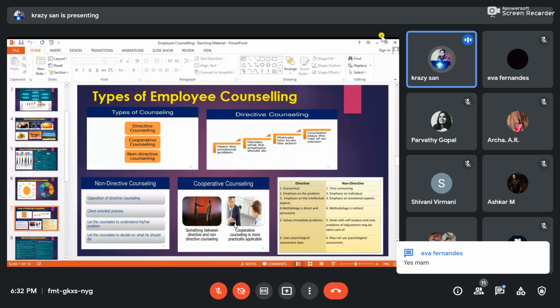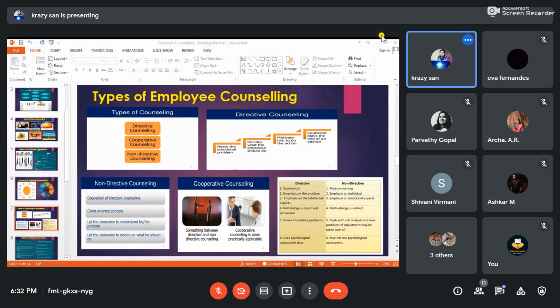Now, types of employee counseling. When it comes to employee counseling, that is workplace counseling, there are three types: directive counseling, non-directive counseling, and cooperative counseling. In directive counseling, the counselor calmly, emotionally, and empathetically hears the emotional problem an employee is going through.